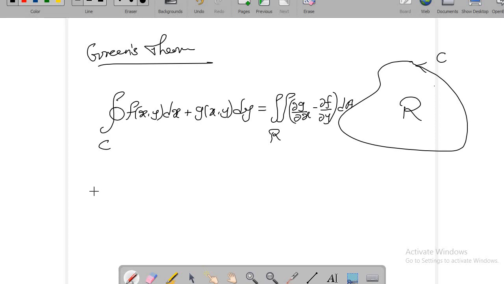This is an integral along a closed curve. Here you should have some assumptions. The assumptions are that f and g are very nice functions. By nice, I mean they are continuous and they have partial derivatives.